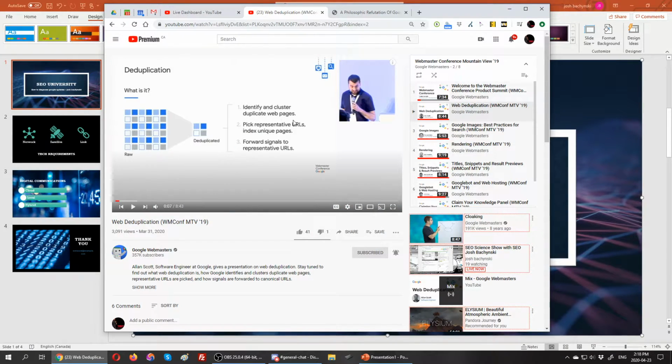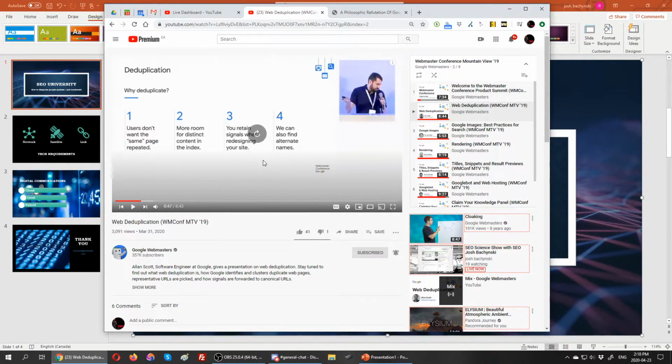First off, he tells you how they're checking out deduplication, how they identify and cluster the duplicate web pages. He fully admitted it was checksum values, how they pick representative URLs, how they forward signals to representative URLs. That was super important. They gave you the reasons why they deduplicate, and buried in those reasons, he started telling you what the big issues in deduplication are, and gave you some hints as to how you can, I don't know, cough, use it or not be used by it, and how to avoid being scraped and whatnot.